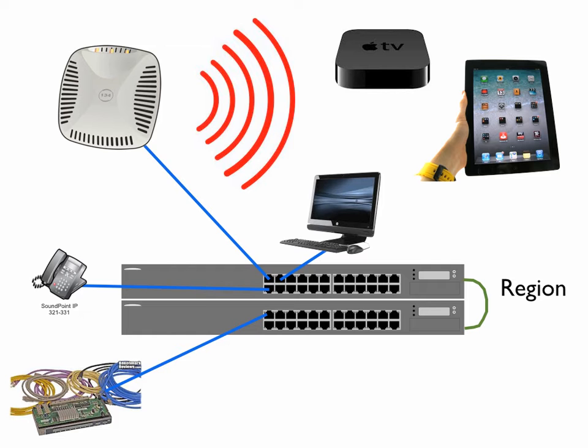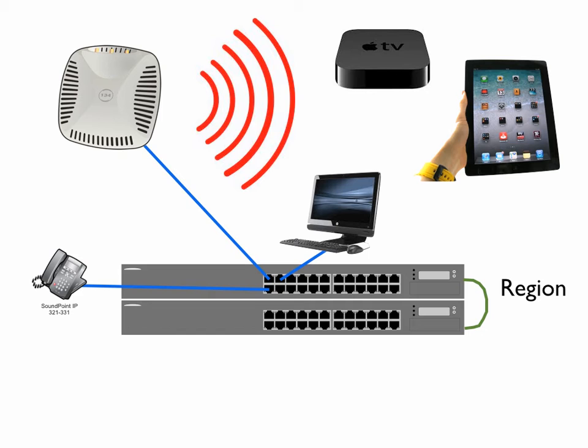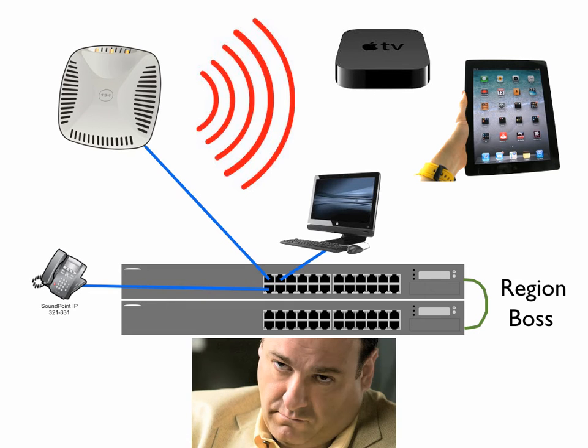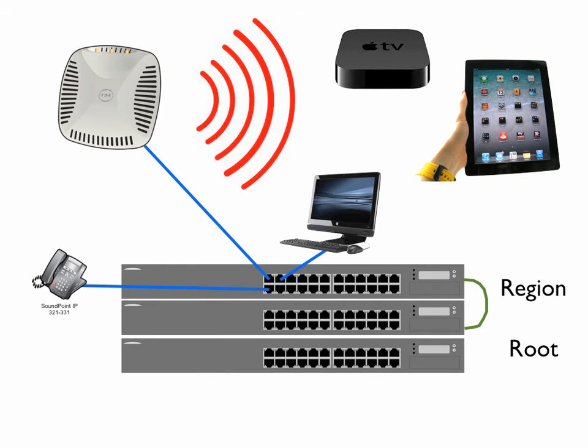When spanning tree notices that something's been plugged into the network that might cause an issue, it blocks the port and eliminates the threat, much like the Sopranos. Also like the Sopranos, every family needs a boss. In the spanning tree world, the boss is what we call the root, and it's just another switch.